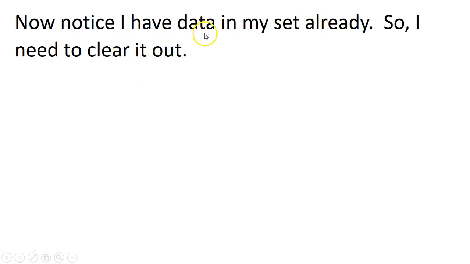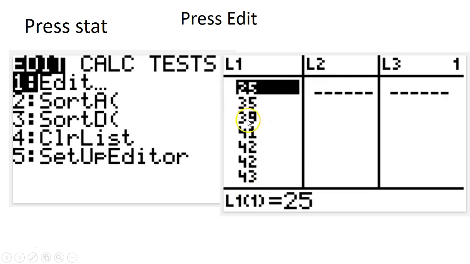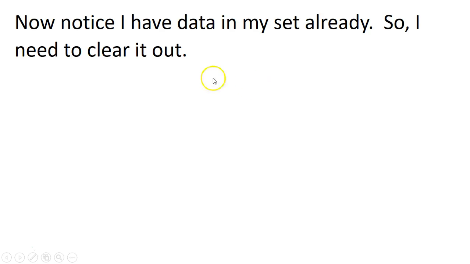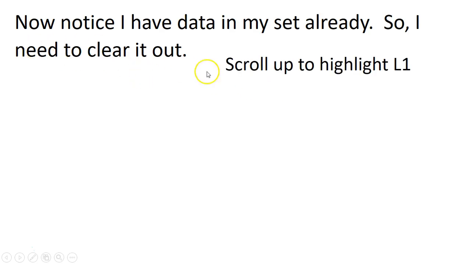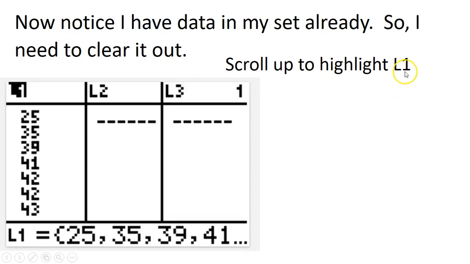Now, notice I have data in my set already, me personally. This was the old data that I was using. So what I'm going to go over here is how do I get rid of it if there's data in the data set. And this is key. You got to clear it all out. Now, it doesn't seem very key to you, but what I'm asking you to do is to scroll up to L1. And here's why I'm doing this. This is huge. You're going to mess up your calculator if you are not listening to me when we're doing this. So hopefully you're paying attention.